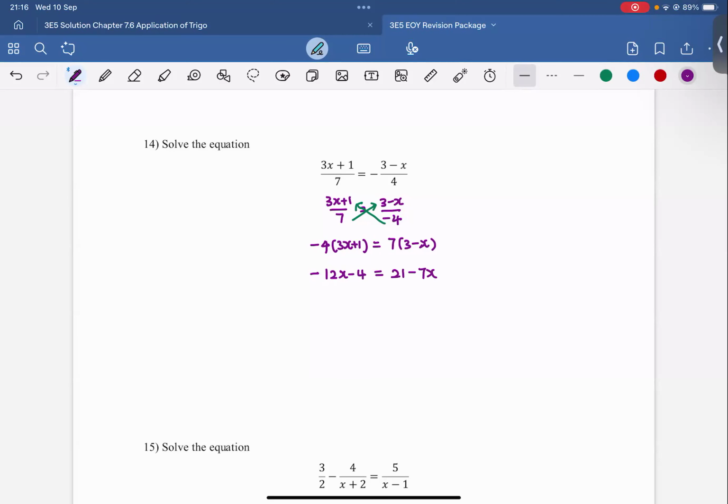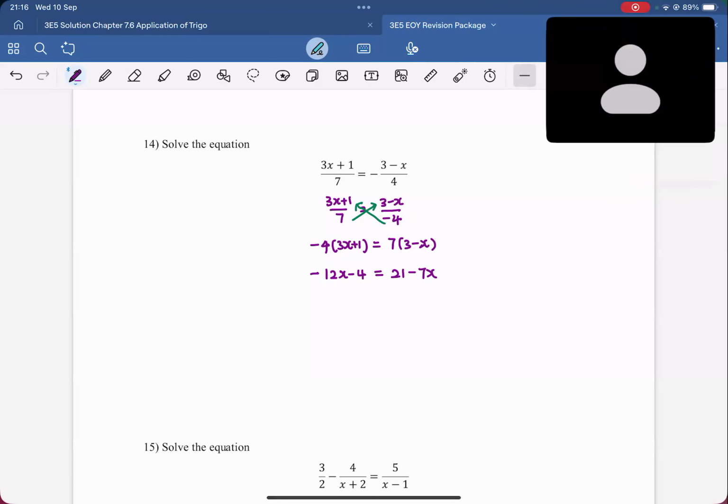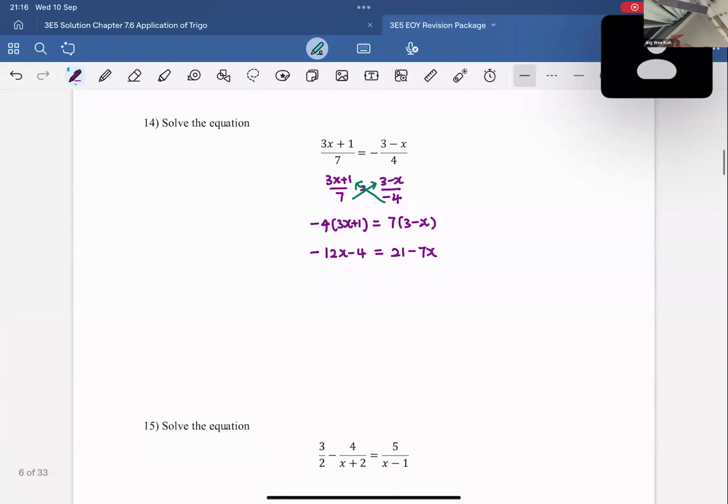Every time you have a fraction equation, you cross multiply. After that, what do we do? We expand, and then solve. What do we do? We shift all the x to one side. Okay, so bring all the x to one side.